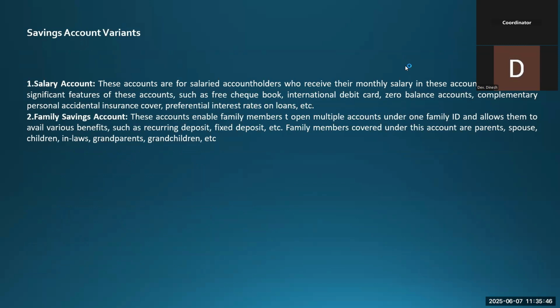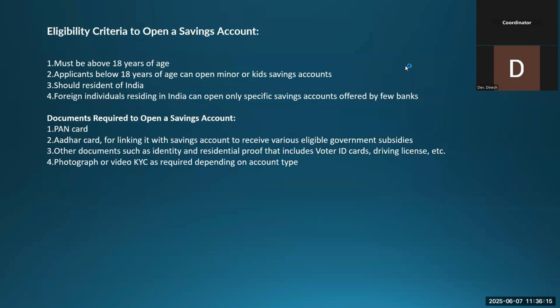Right? Family savings account. Each family can have multiple accounts, so all of these accounts can be grouped under a single family ID, and each account need not maintain balance. The overall balances in the total family group is considered as the total balance for the group. Family members who can open accounts are parents, spouses, children, in-laws, grandparents, grandchildren, etc. So this is about family accounts. So these are several variants of savings account which are available.